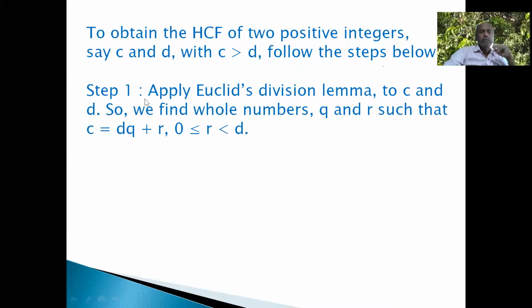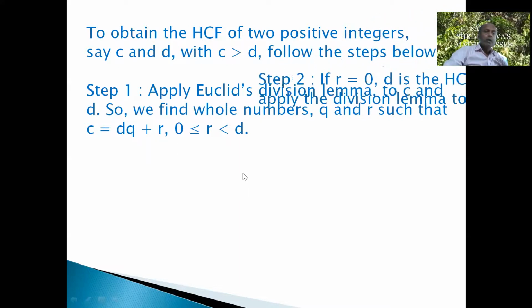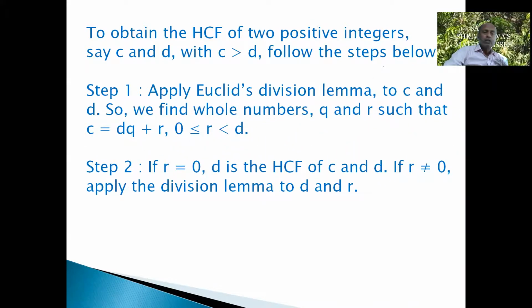So first step, apply Euclid's division lemma to C and D so that you can write C is equal to DQ plus R, where 0 is less than or equal to R is less than D. D is here the divisor, not the dividend. C is the dividend, Q is the quotient, R is the remainder as usual. Now step number 2, if R is equal to 0, D is the HCF of C and D. If R is not equal to 0, again apply the division lemma to D and R.